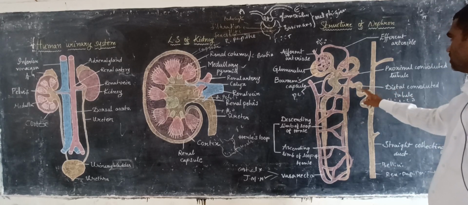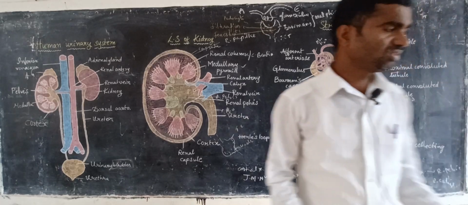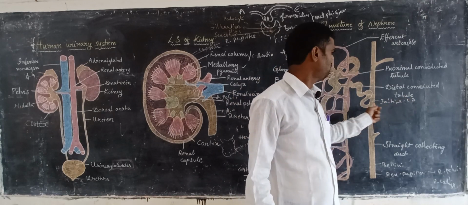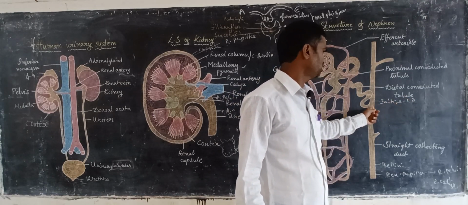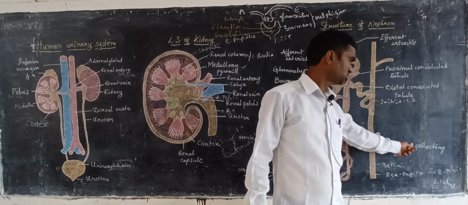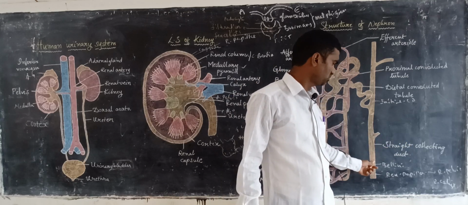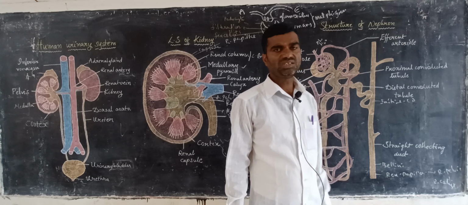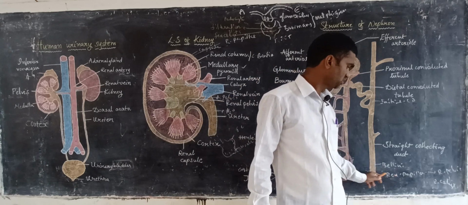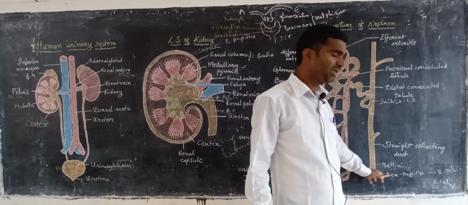From the distal convoluted tubule, a tube-like structure attaches, which is called the initial collecting duct. From the initial collecting duct, it is called the straight collecting duct. From the straight collecting duct, the urine reaches the Bellini tube. From the Bellini tube, it reaches the renal pelvis region, and from there the renal papillae.